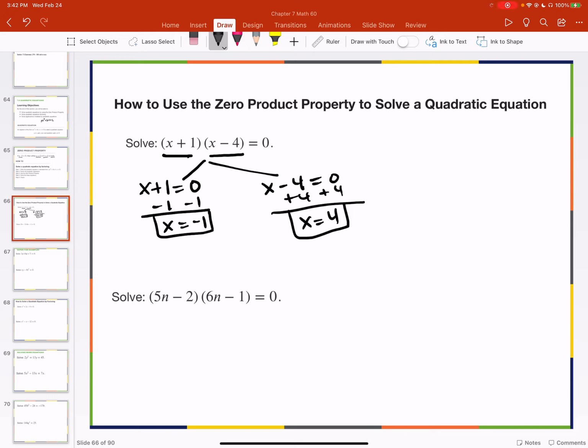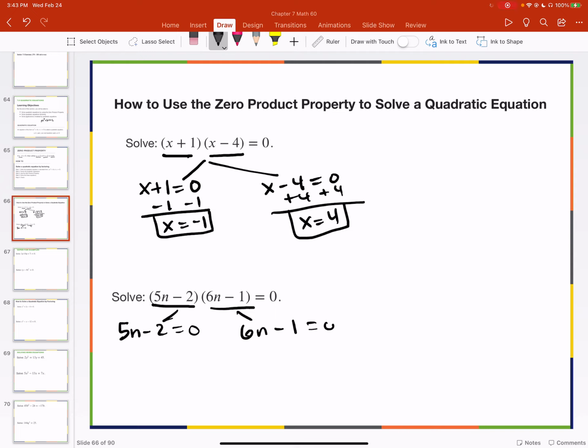So what's the process? On the left-hand side, you need to have your polynomial in factored form, and on the right-hand side, you need to have 0. Then once it's factored, each of the factors can be set equal to 0. And then from then on, it's pretty simple.